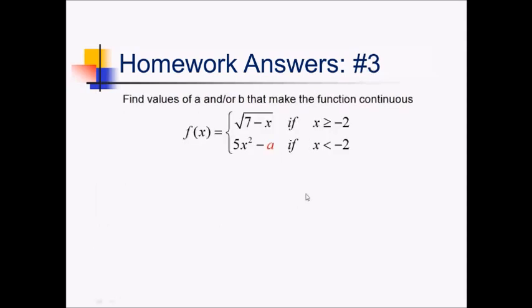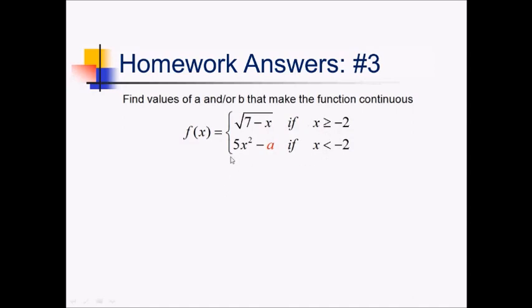On this problem, we're trying to find an a value that makes this piecewise function continuous. So to do this, we're going to take a look at the left and the right and the function value at negative 2. So the left side limit as x approaches negative 2 from the left, we're actually using this bottom rule here. This is the rule for x less than negative 2. They kind of wrote things out of order, but there's no rule against that.